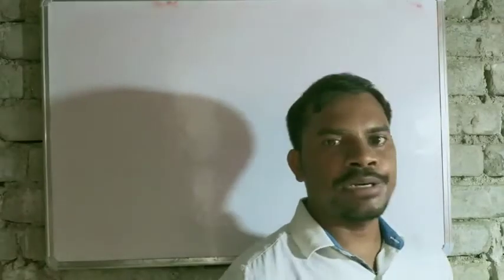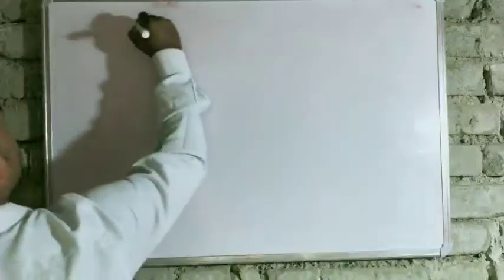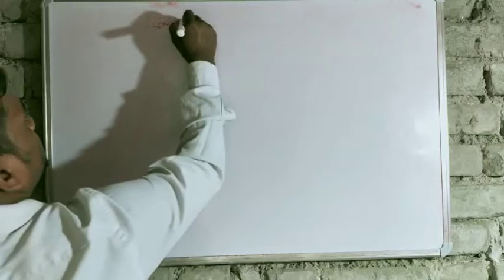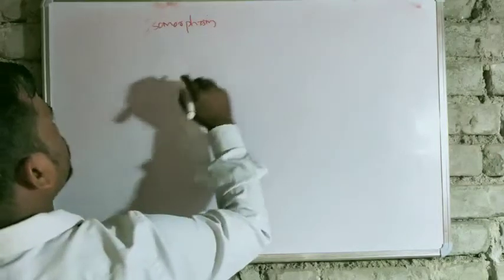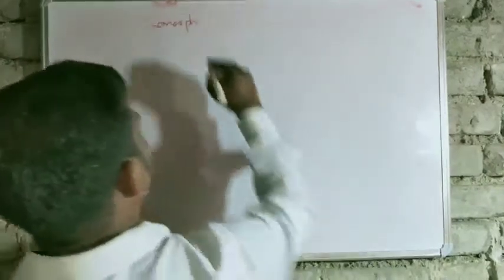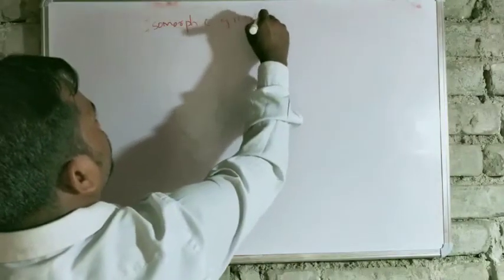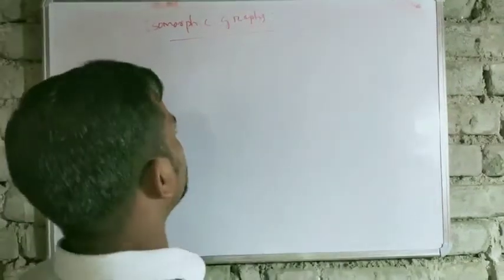Now we will start. What is isomorphism of graphs? Isomorphism, or isomorphic graphs. That means when we will say two graphs are isomorphic.